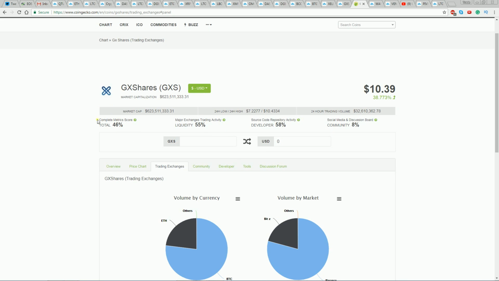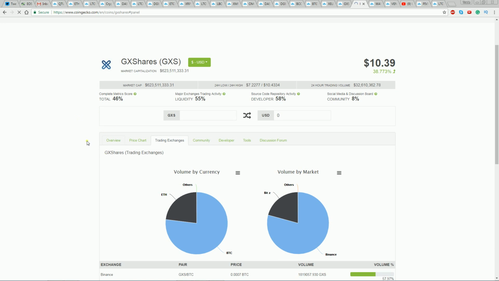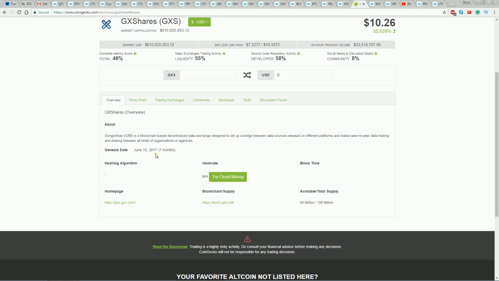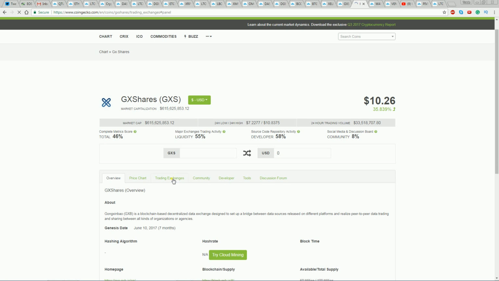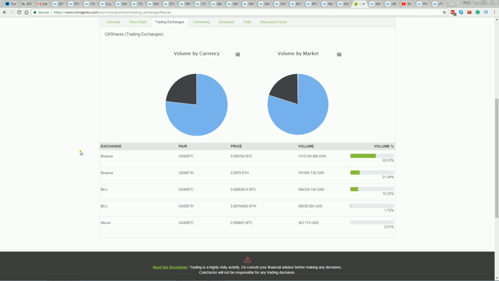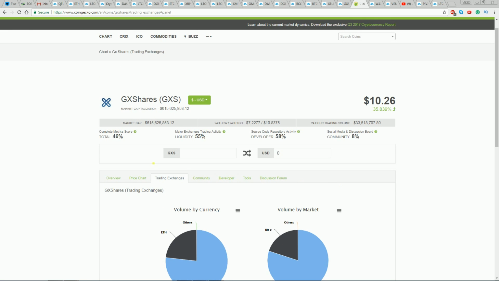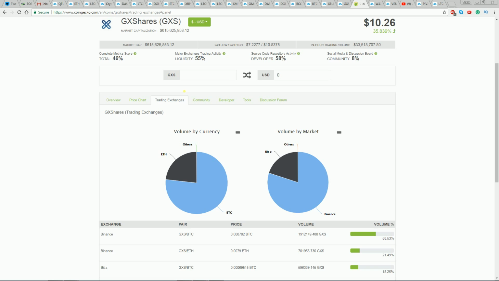So they're a comer. It's a relatively new coin, so you can do a little research here. When's our genesis date? Yeah, 7 months. It's only been around for 7 months. So doing pretty well. They've got a market cap of 615 million, and the score, they're climbing. So this looks good. This is a good sign here. Again, if you want to do some fundamental research, by all means, knock yourself out.